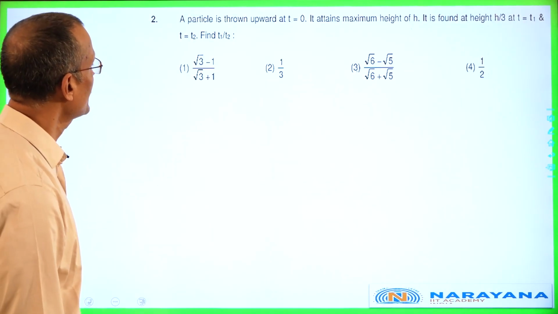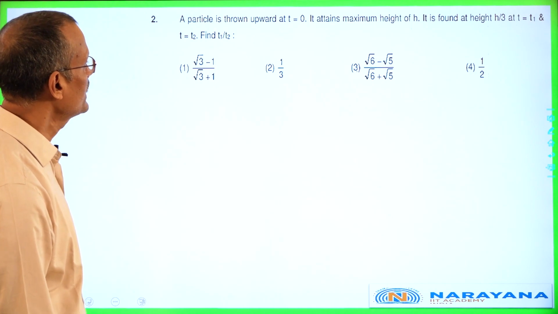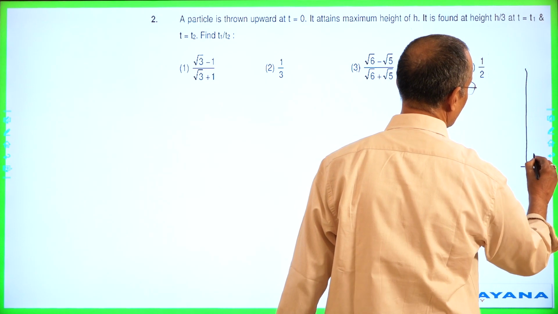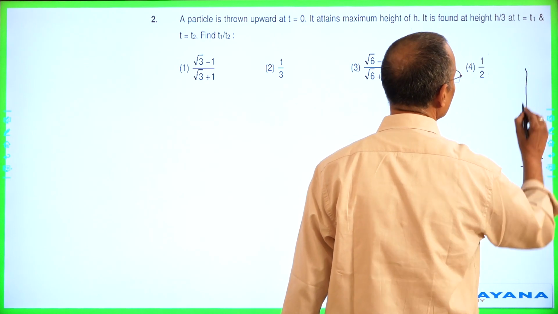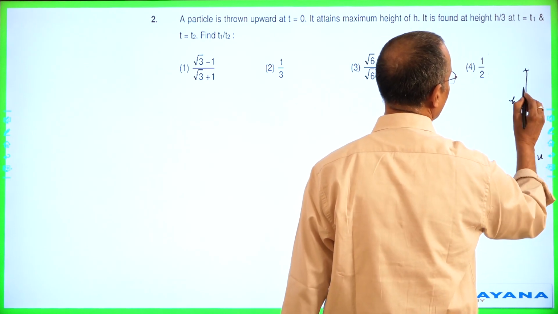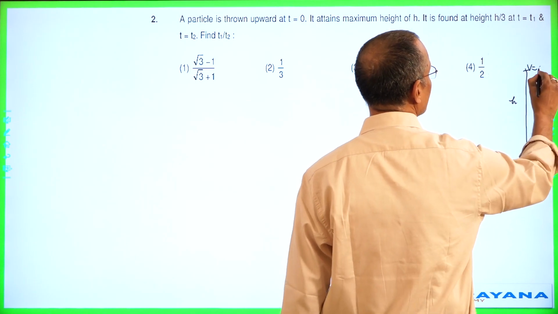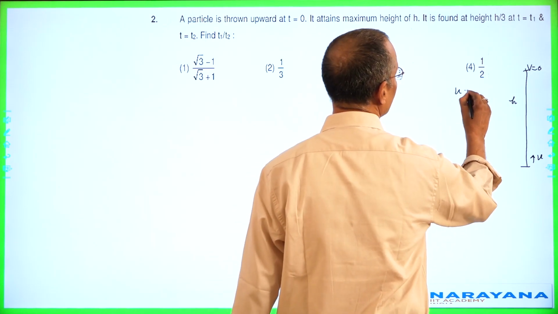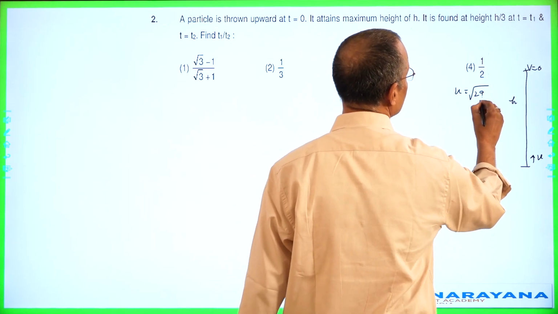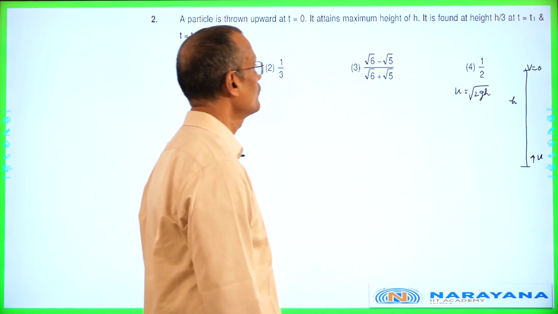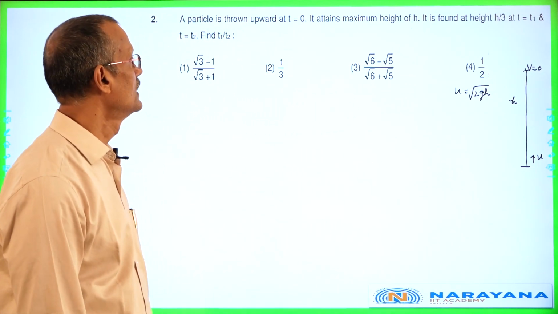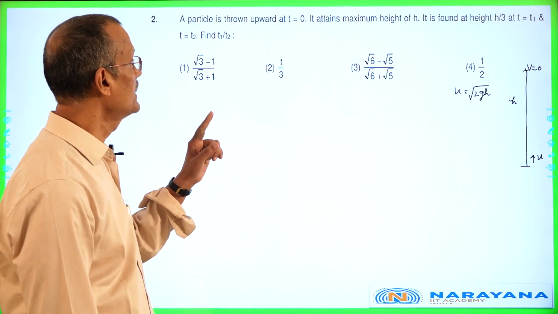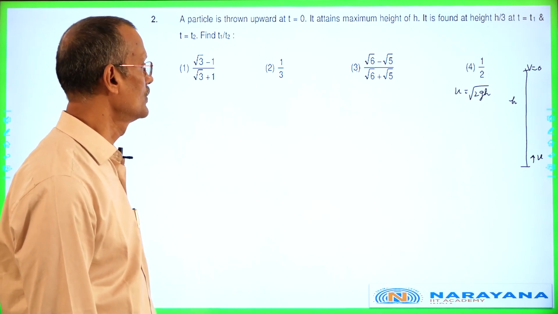A particle is thrown upward at t equal to 0, and it attains maximum height h. So when you go for this, you are projecting with velocity u and it is attaining height h. Here the velocity will be 0. When velocity is 0, then u will be equal to under root 2gh. Now further, you see what they say. It is found at height h by 3 at t equal to t1 and t equal to t2.